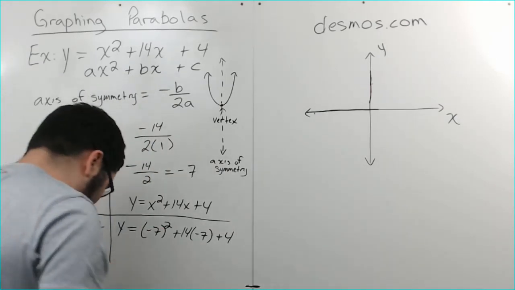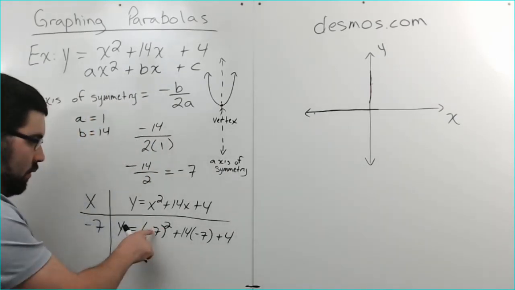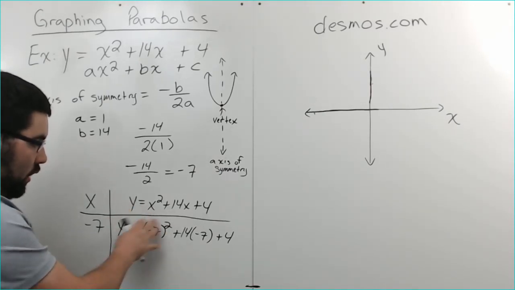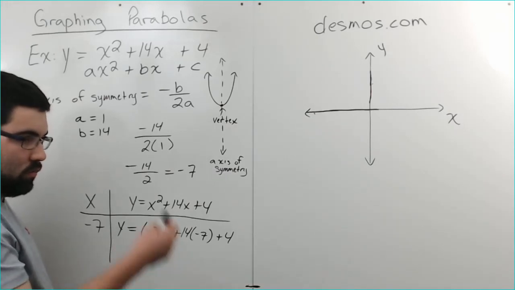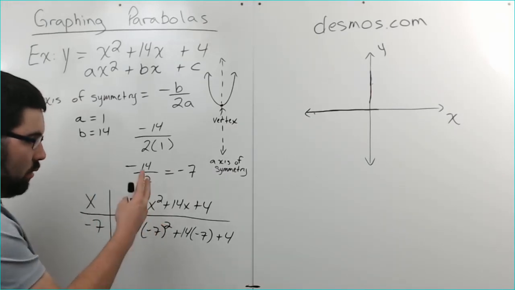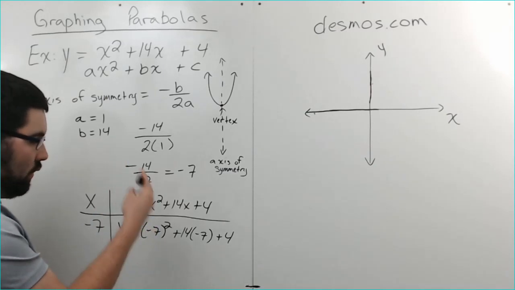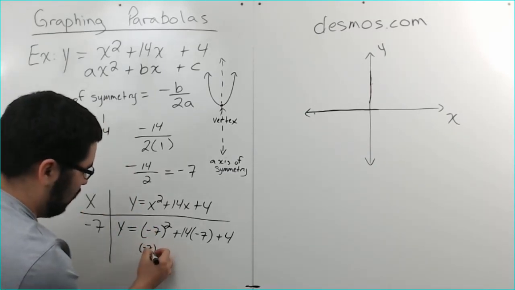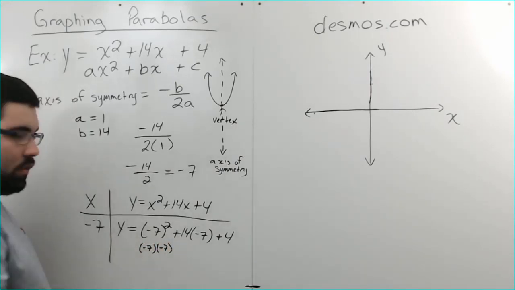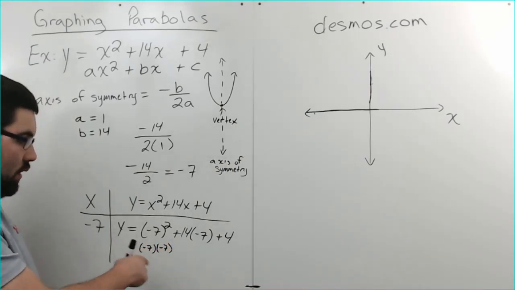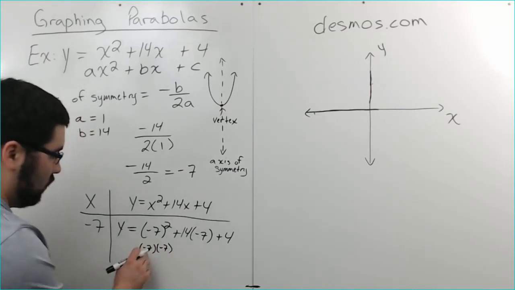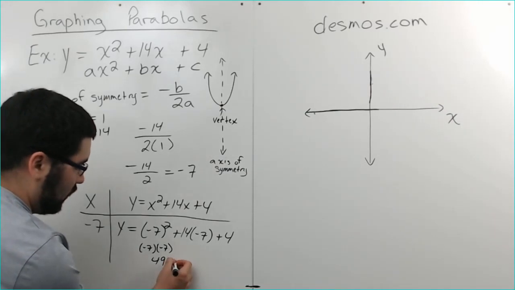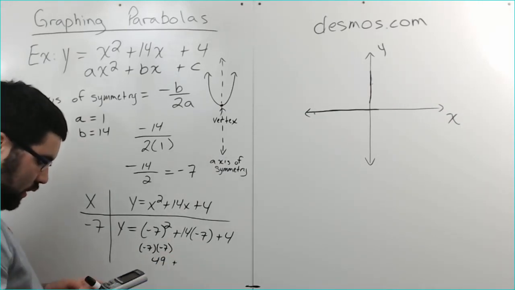So negative 7 squared. Remember, a negative times a negative is a positive. That squared means I take whatever I am squaring and multiply by itself. In this case, you're going to multiply two numbers. So negative 7 times itself, meaning you literally have negative 7 times negative 7. That's what negative 7 squared means. But because it's a negative times a negative, you get a positive. So negative 7 times negative 7 is positive 49 plus 14 times negative 7.